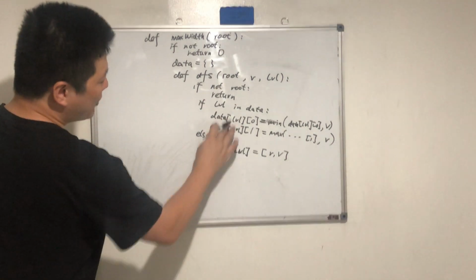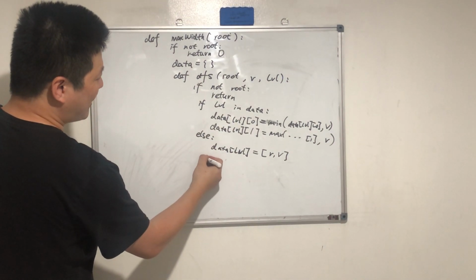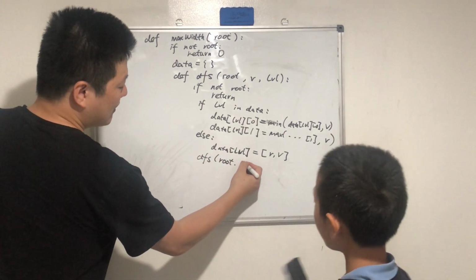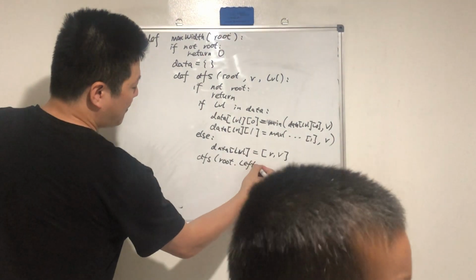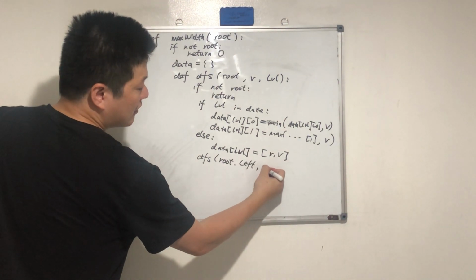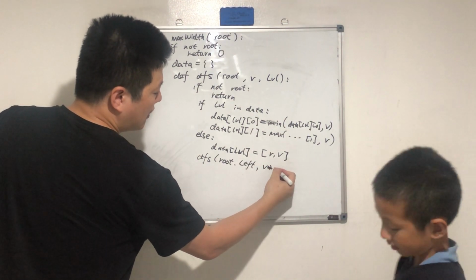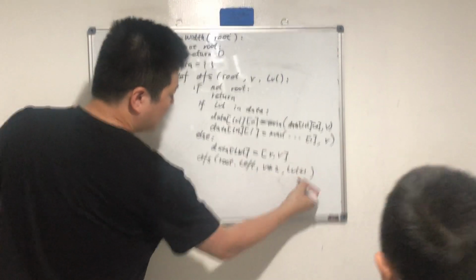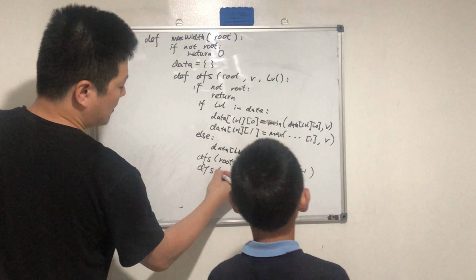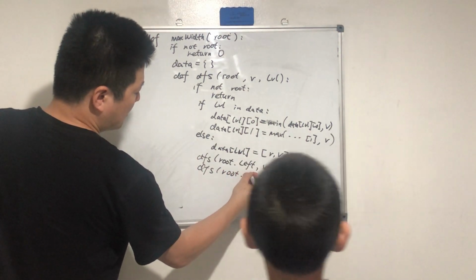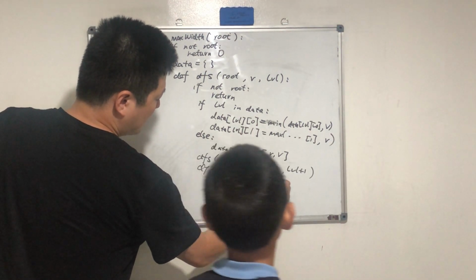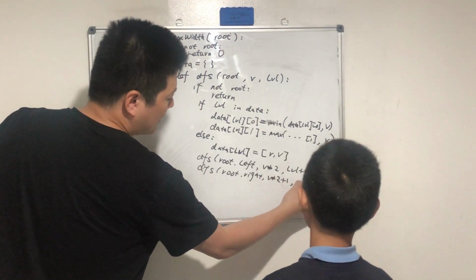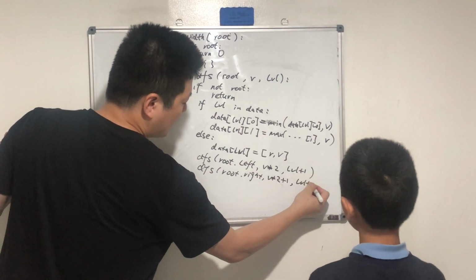Now we got this value, and then we want to go to the left. Depth of search, root dot left. And what happened to the V? Times 2. What happened to the level? Plus 1. Depth of search, root dot right, V times 2 plus 1, level plus 1. That's what I said.